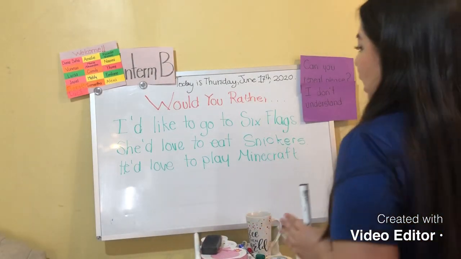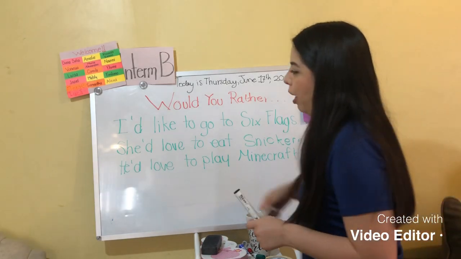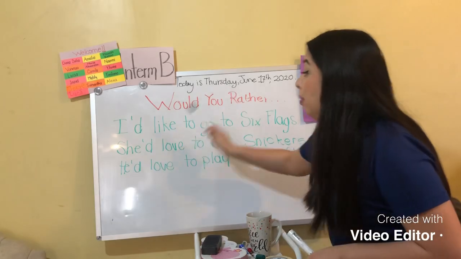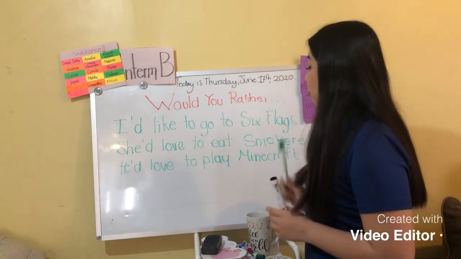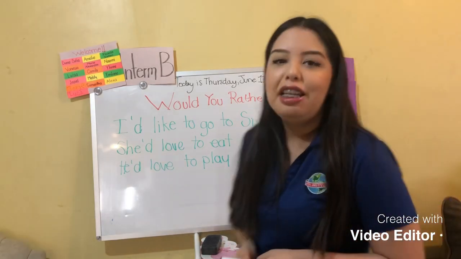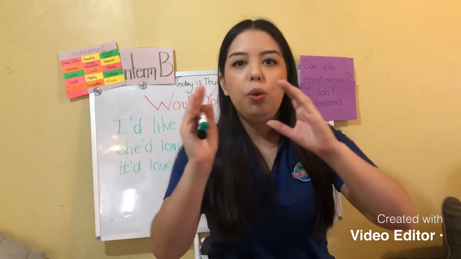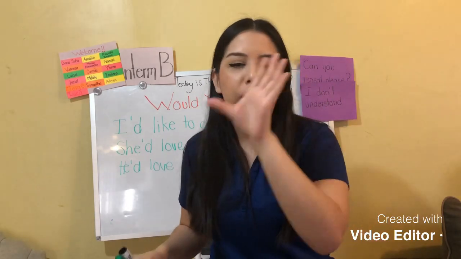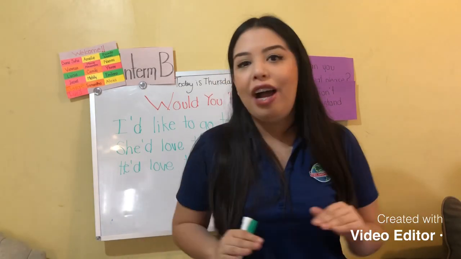So, very good, guys. These are just a few examples, okay? Number one, I'd like to go to Six Flags, all right? She'd love to eat a Snickers. He'd love to play Minecraft. So that is just the contraction. You can write, she would like to go, or you can put the contraction and it's fine, it's perfect, okay? We don't have a problem.